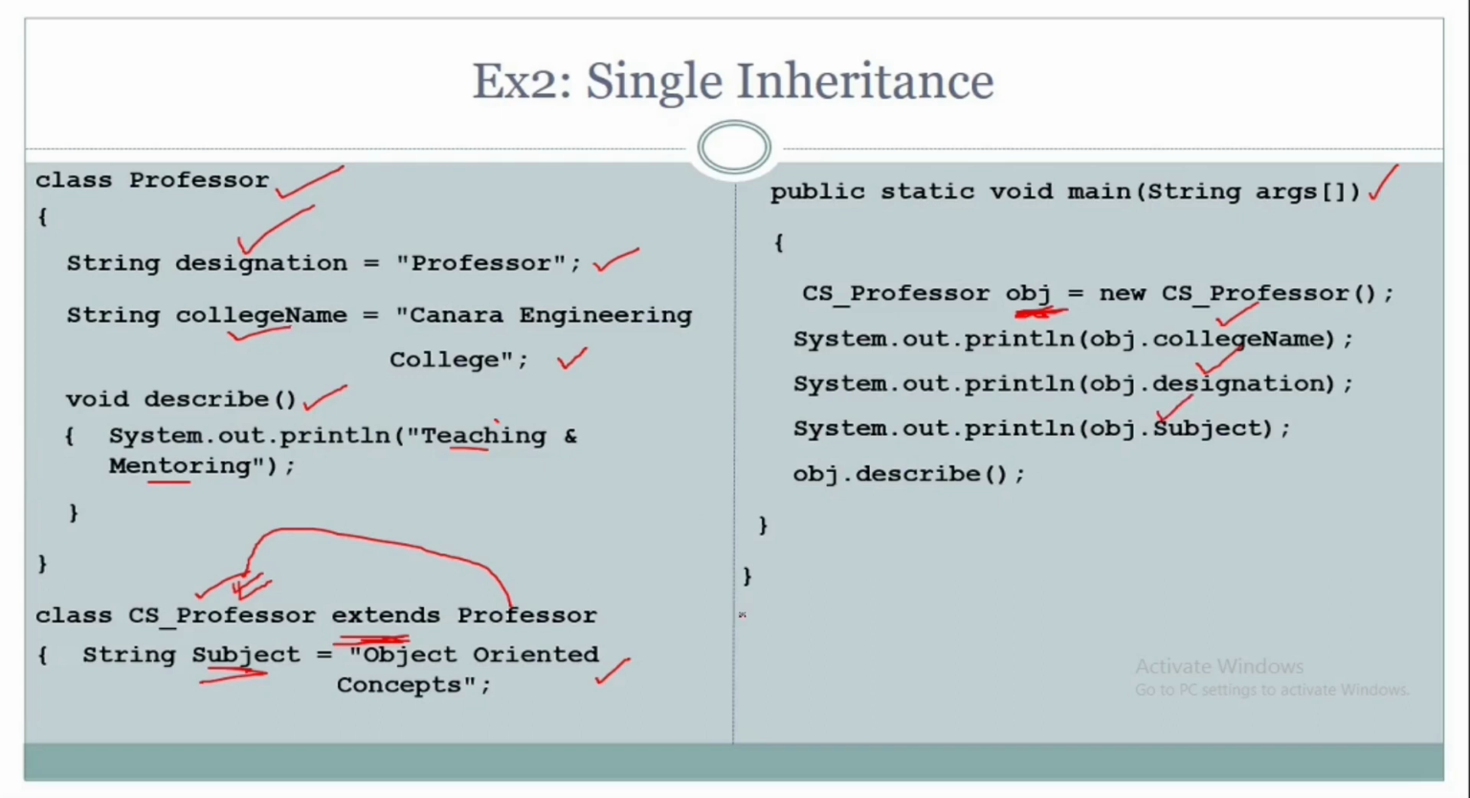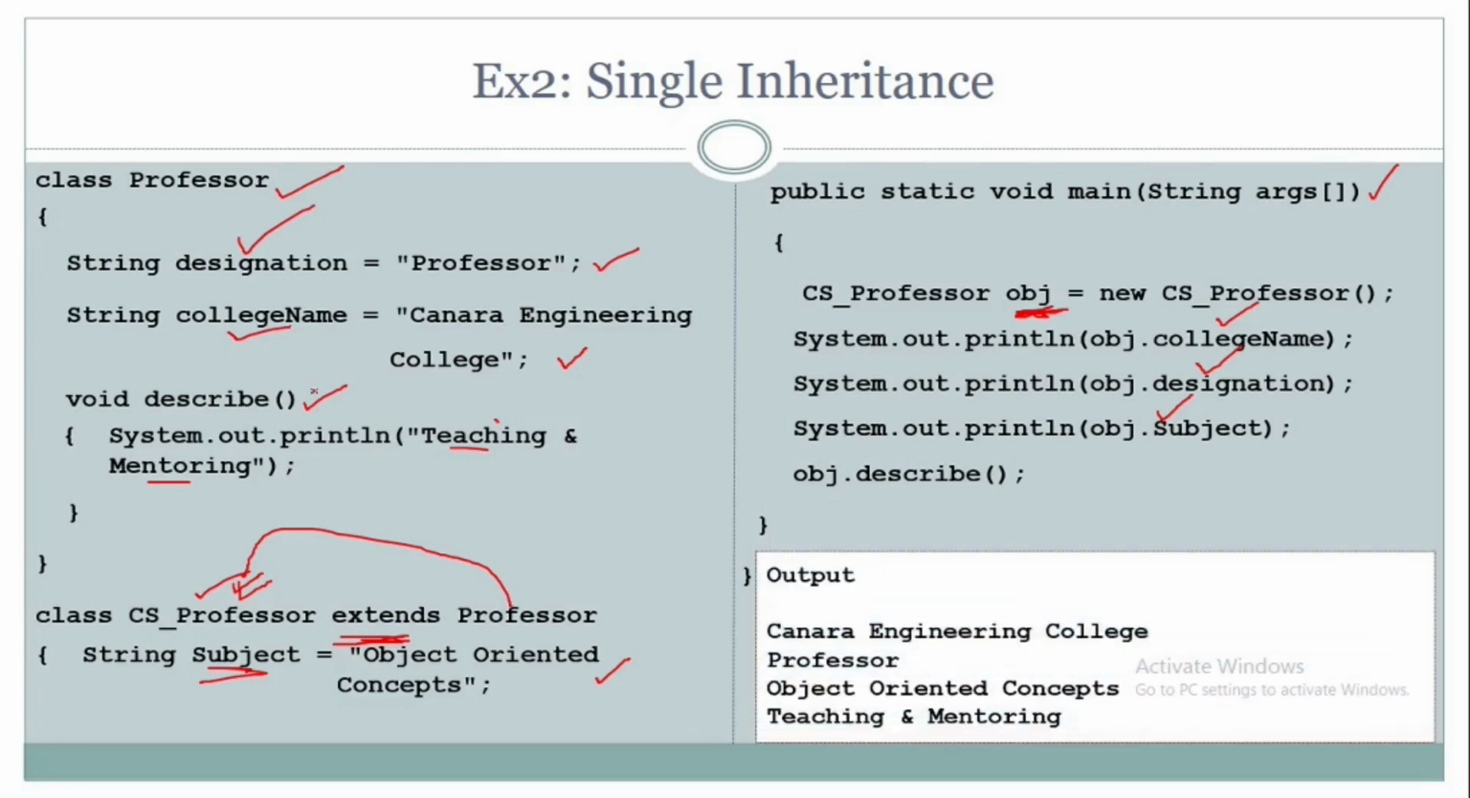And object dot subject. Again, this is specific to CS professor itself. And object dot describe. That's it. The output is Canara Engineering College, professor, object oriented concepts, and teaching and mentoring.